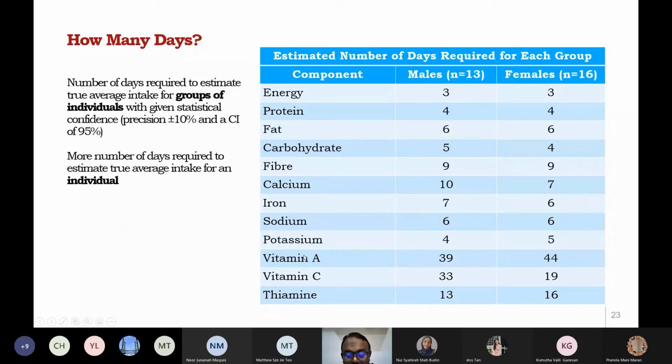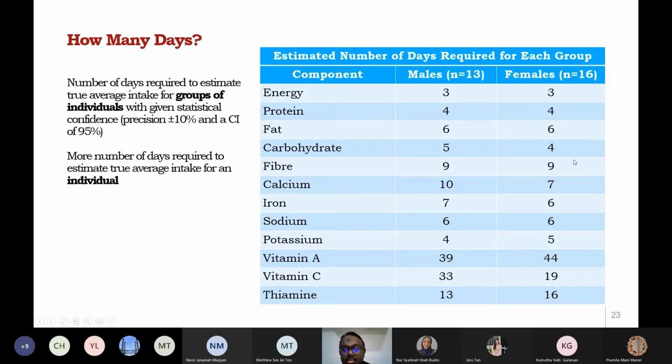if you really want to assess vitamin A, because the daily variation of vitamin A is quite high. Similar to vitamin C, 19 days to 33 days. So this is actually from a research. If you have the Lee and Neiman textbook, you can see this table. It is from a research in the US where they did research for males and females, and these are the estimations.